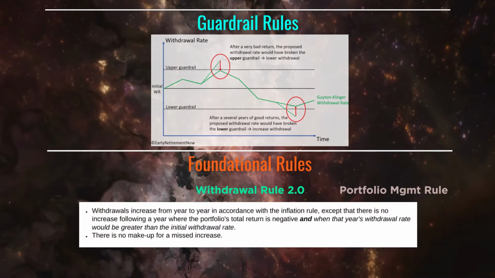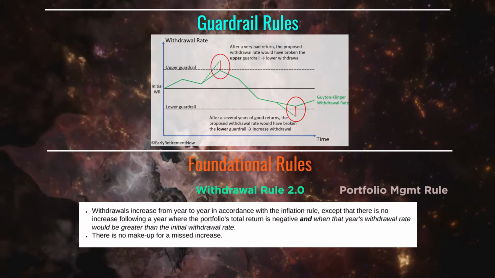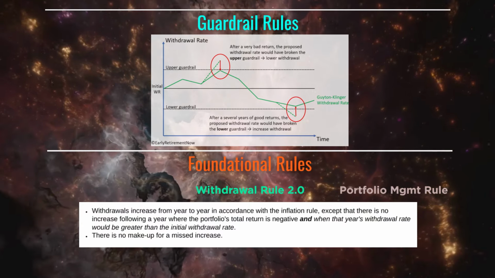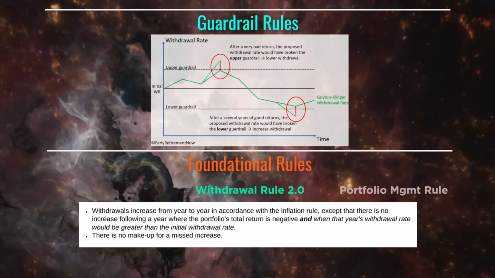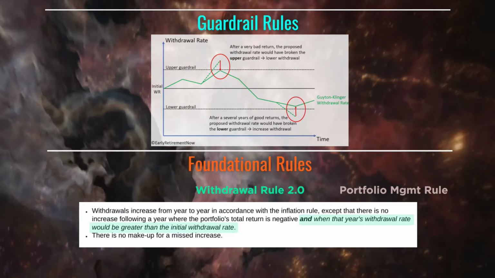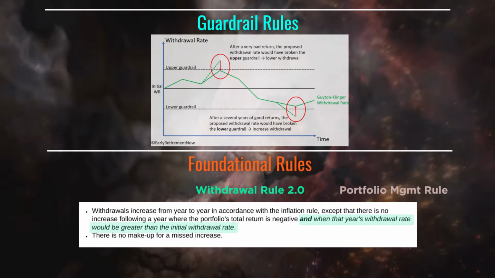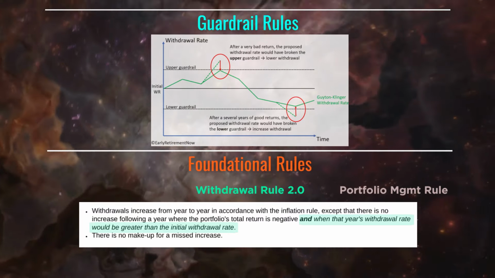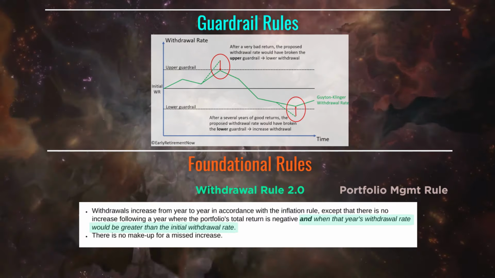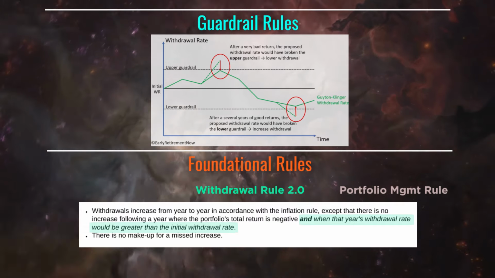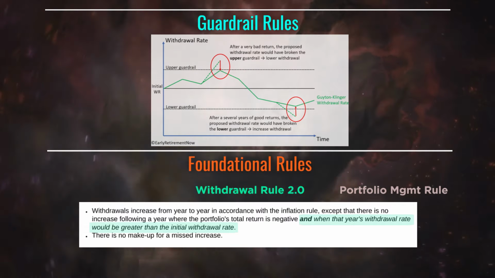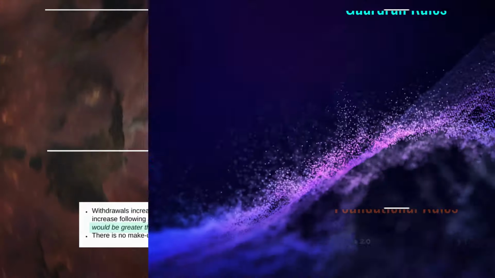The revised withdrawal rule now adjusts spending to match inflation, except in cases where both the previous year's portfolio performance is negative, and additionally, the revised withdrawal rate exceeds the initial withdrawal rate. The latter is the refinement. The revised rule tightens the criteria for skipping inflation adjustments, which helps your withdrawals keep pace with inflation.